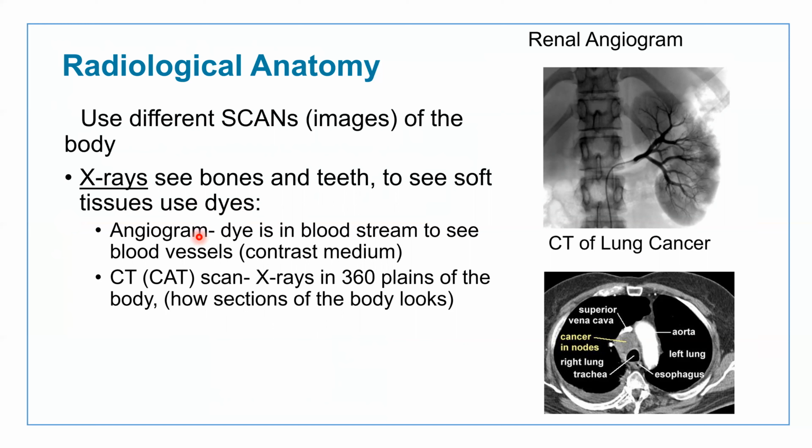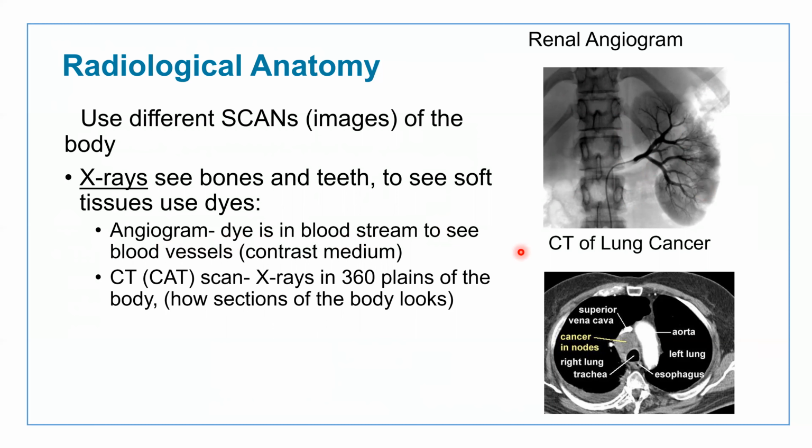So an example would be angiogram. Angiogram is an image. It's a radiological image that uses X-ray. But angiogram is used to see blood vessels, and blood vessels are soft tissue. So to see the blood vessels, a special dye is used, and then those blood vessels become visible. So over here, if you look at this diagram, you can see a renal angiogram. You can see these blood vessels that supply blood to a kidney.